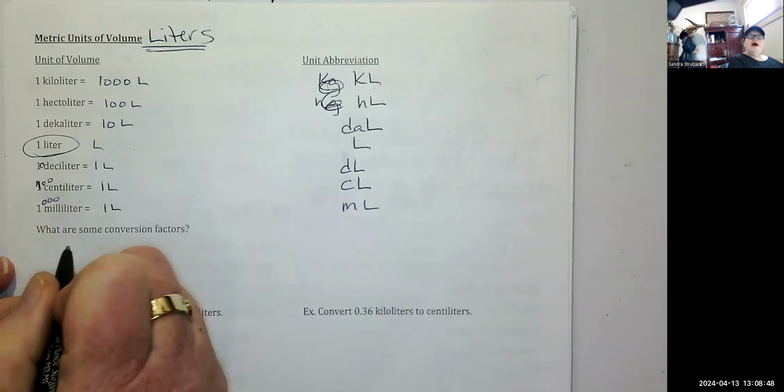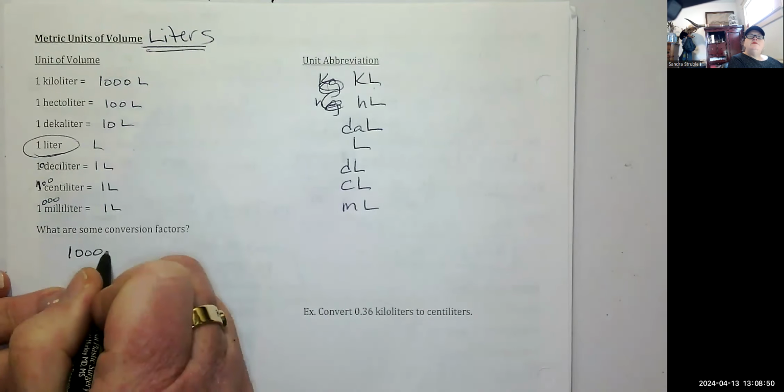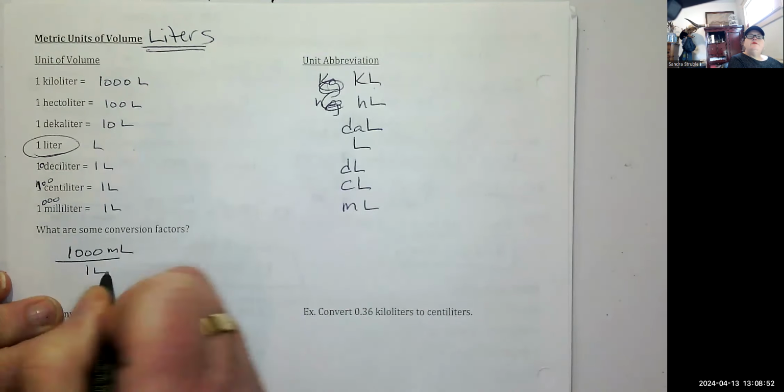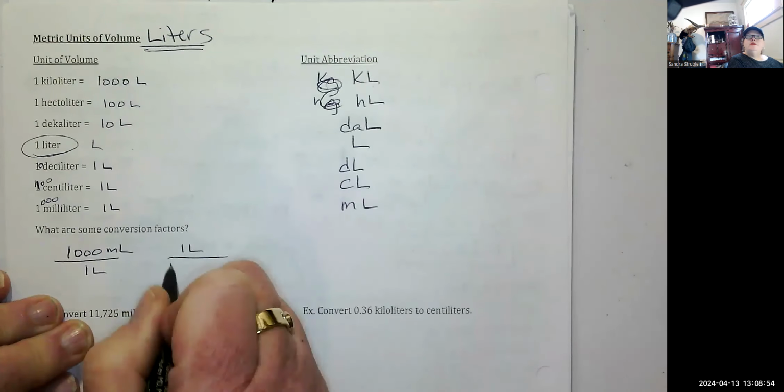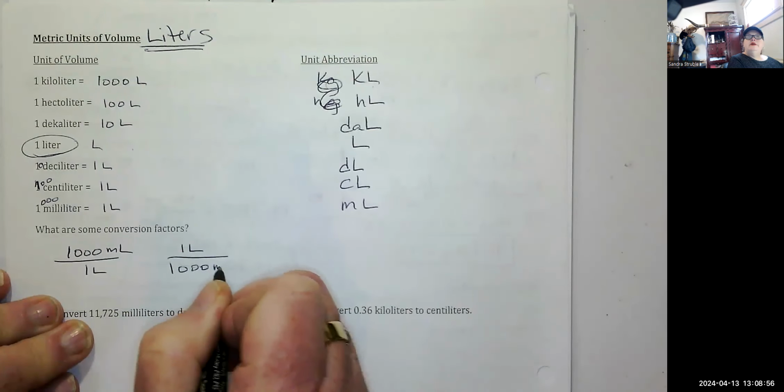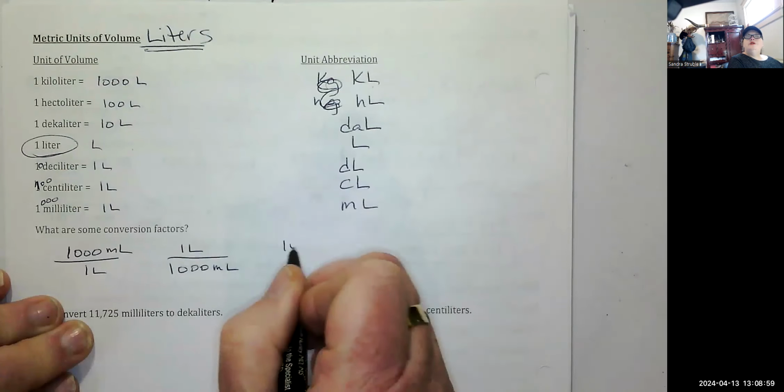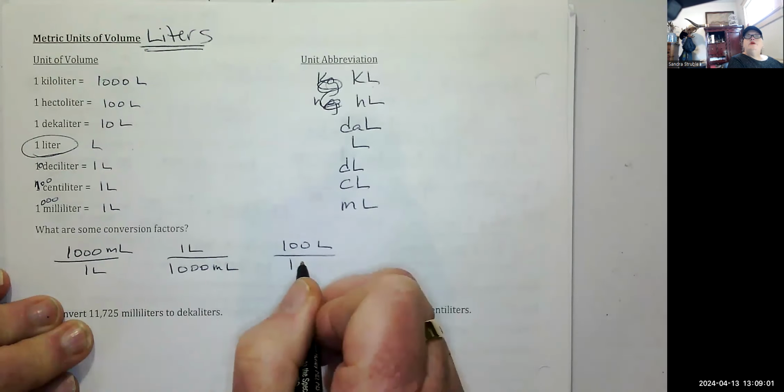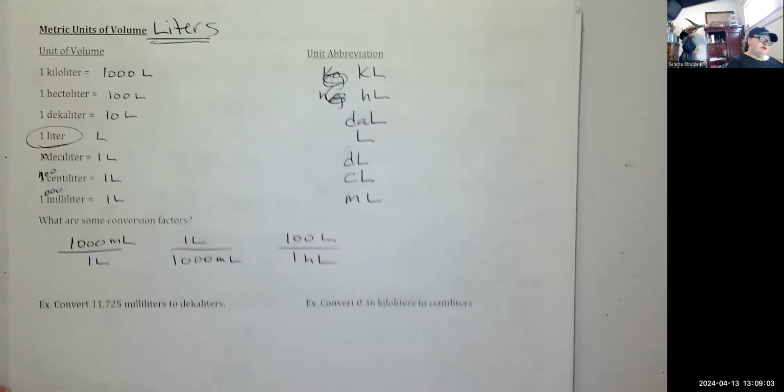So some conversion factors. 1,000 milliliters is 1 liter. I could go the other direction. 1 liter is 1,000 milliliters. 100 liters is 1 hectoliter. There's some conversion factors.